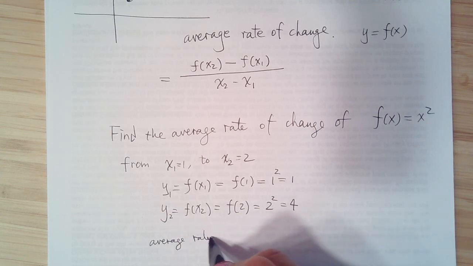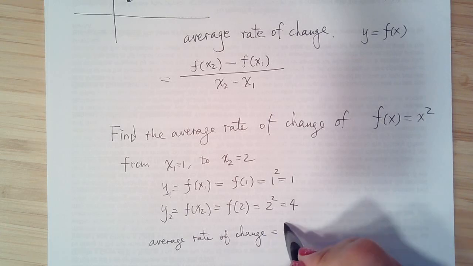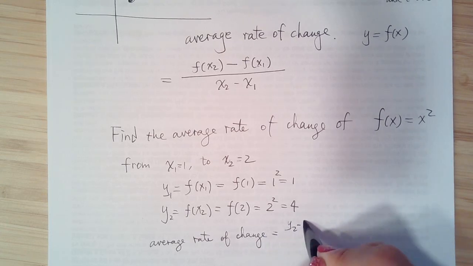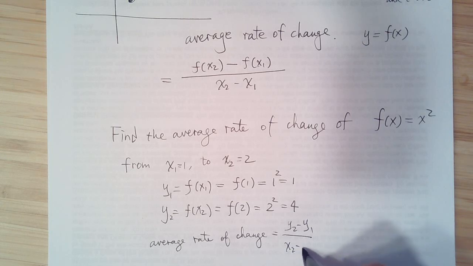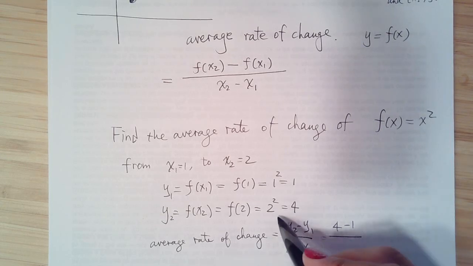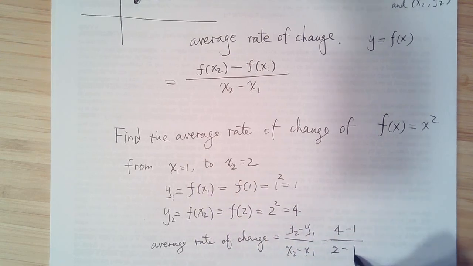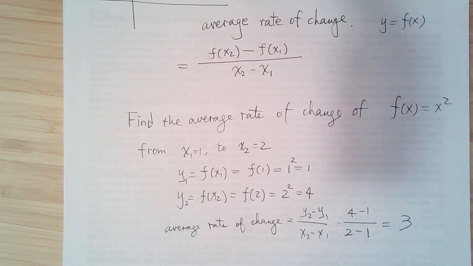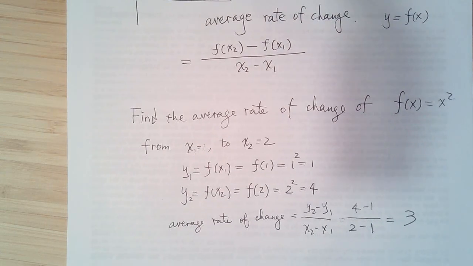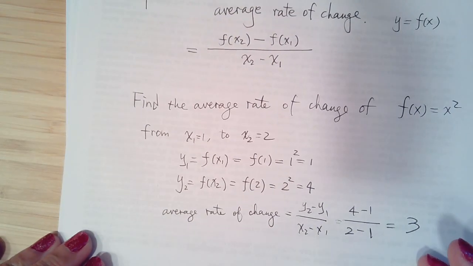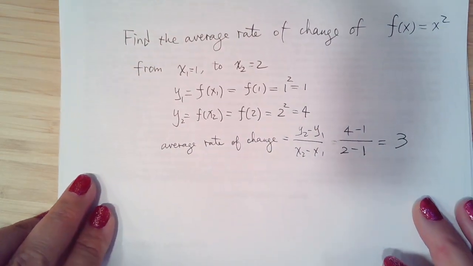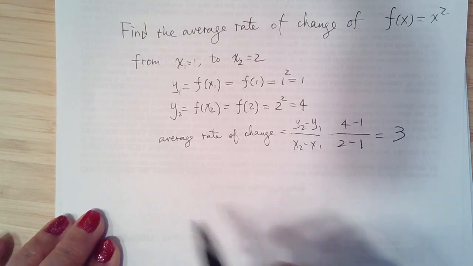All right, now what is the average rate of change? By definition, it is y2 minus y1 over x2 minus x1. So that will be 4 minus 1 over 2 minus 1. So the answer is 3. So that's the average rate of change. Okay? All right, now let me ask you to do one more.